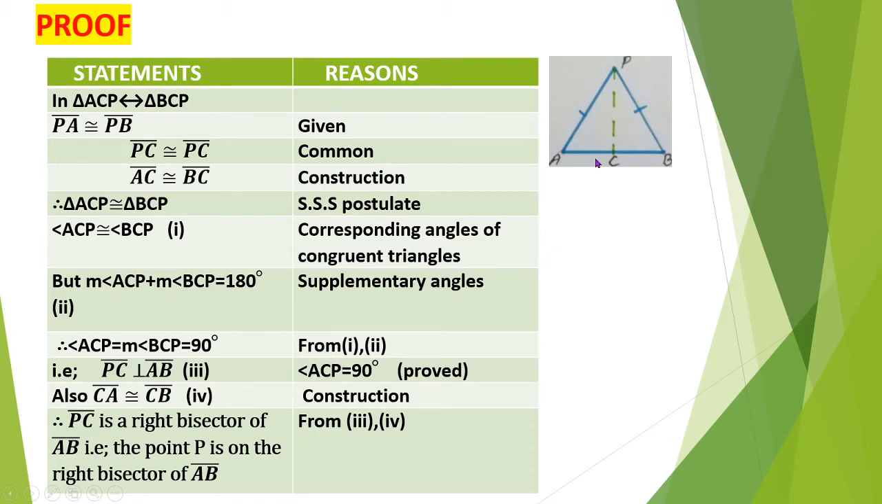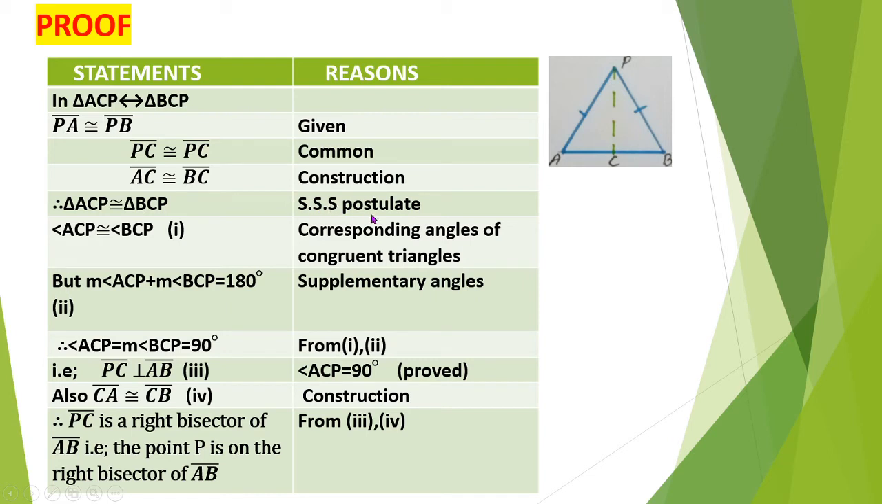Then AC is congruent to BC, as during construction we have joined this point P with the midpoint of AB. If it is joining the midpoint, then what does it mean? That AC is congruent to BC, and we have done this during construction. So the reason for this statement is construction. As here we have three possibilities, therefore, this is the sign of therefore, triangle ACP is congruent to triangle BCP.